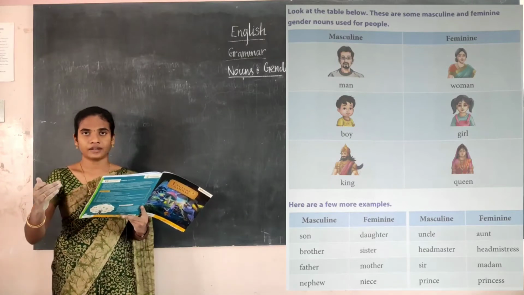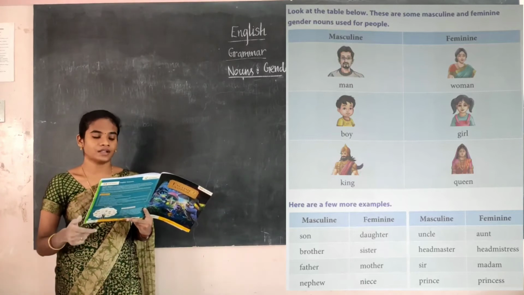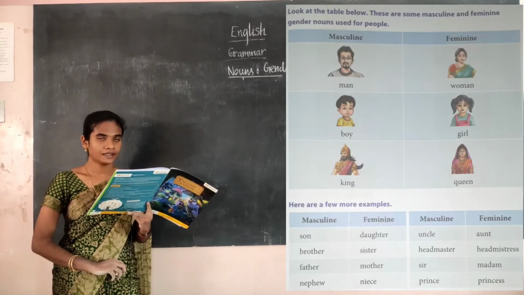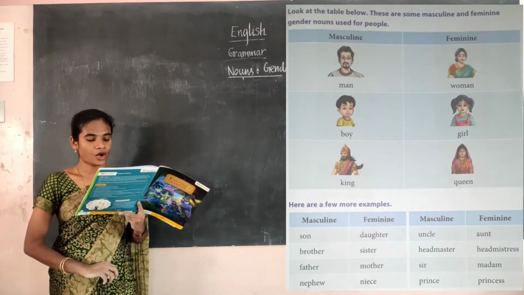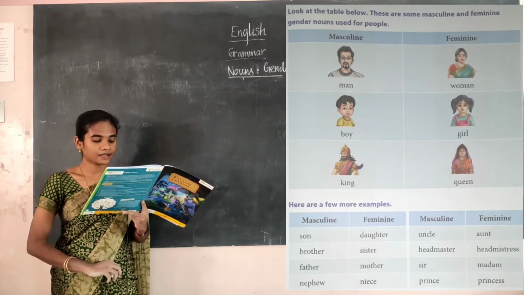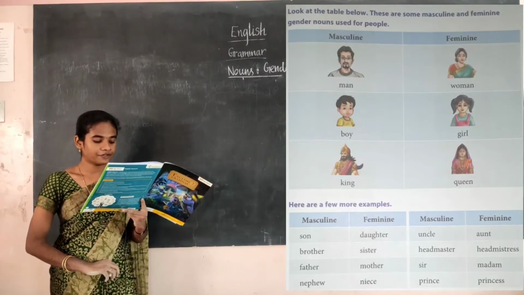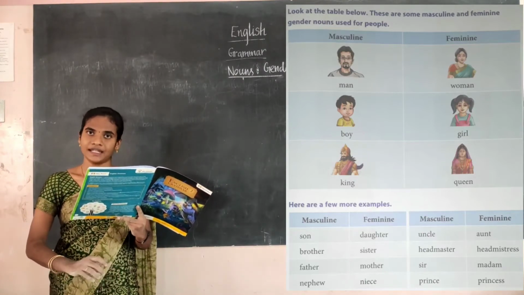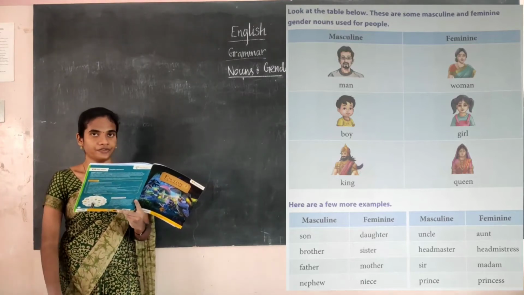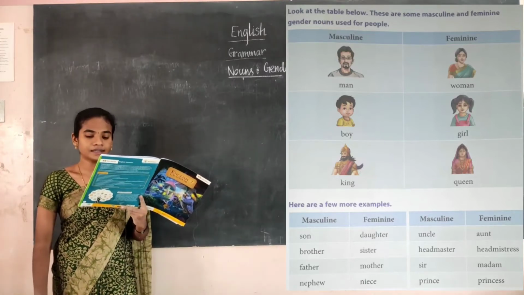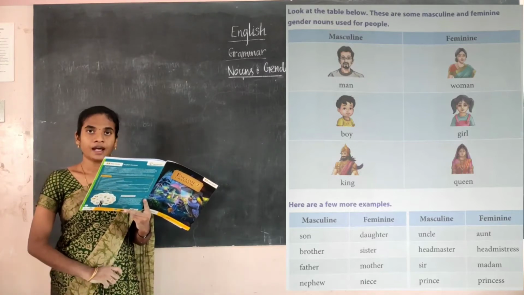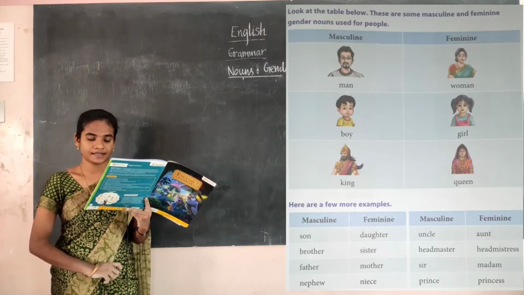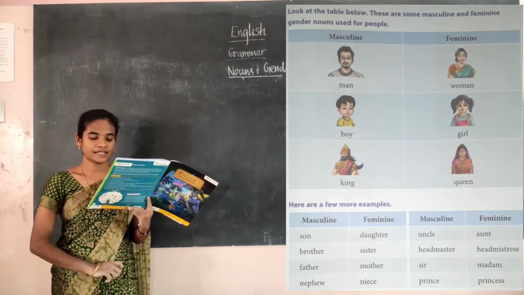Okay, now see the below one, a few examples are given for you. First is the masculine, second is the feminine. Son, daughter, brother, sister, father, mother, nephew, niece. What do you mean by nephew? Nephew means marumahan. Niece means marumahal. Uncle, aunt. Headmaster, headmistress.